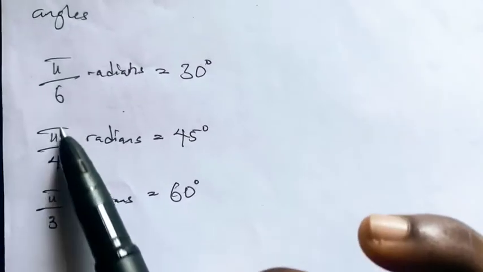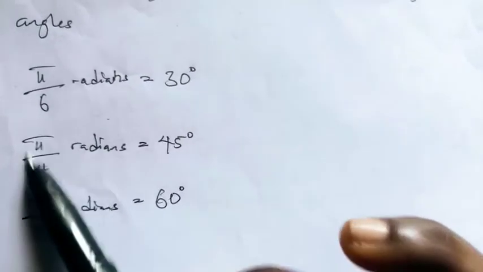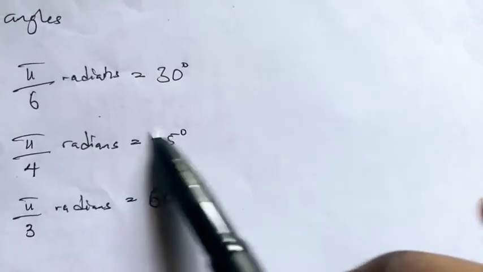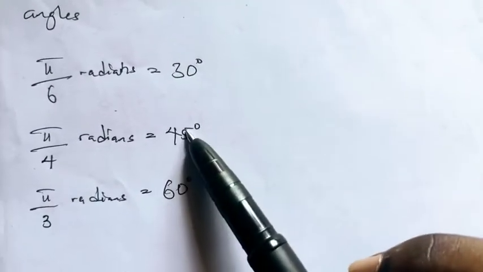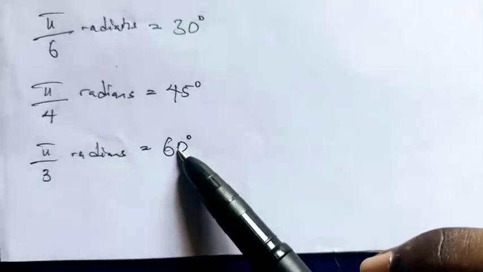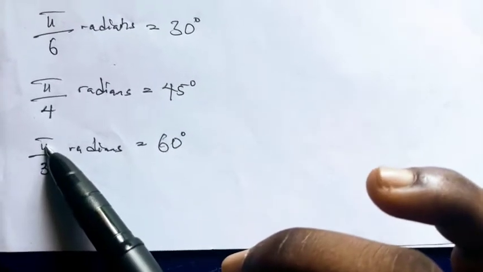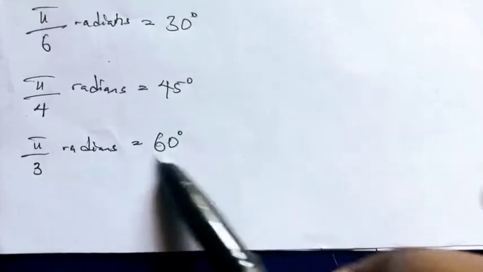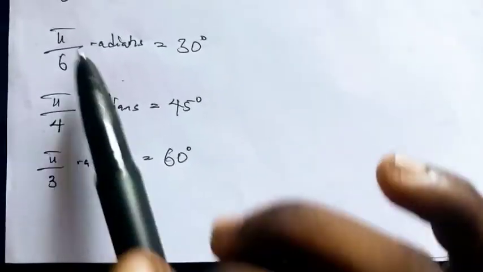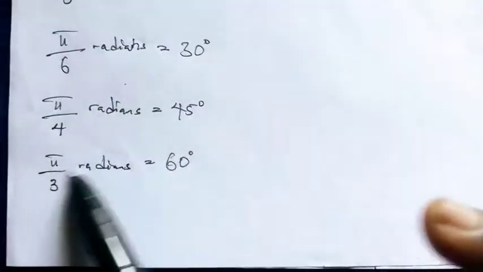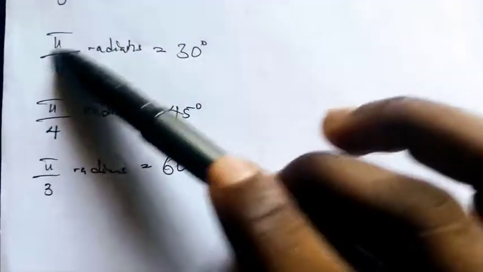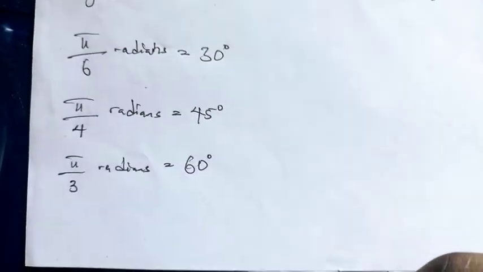And same goes with pi over 4, which is a radian way of representing this degree. Pi over 4 is simply 45 degree, and pi over 3 is also 60 degree. Just 180 divided by 3 and you get 60 degree. So this is a way of representing the special angles in radian.